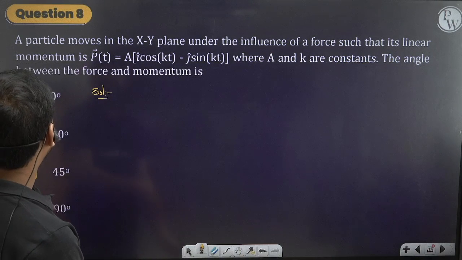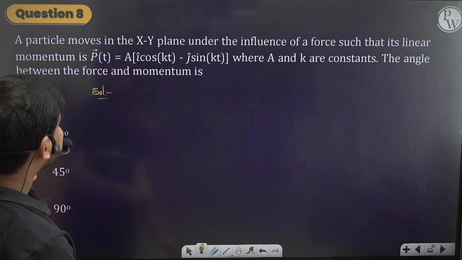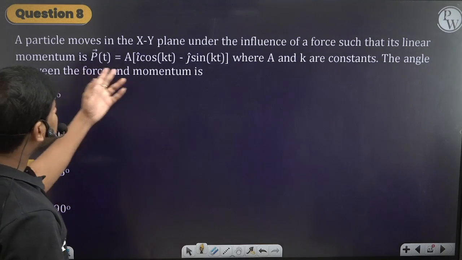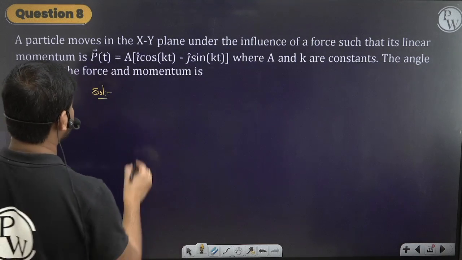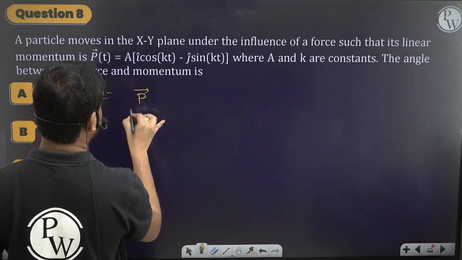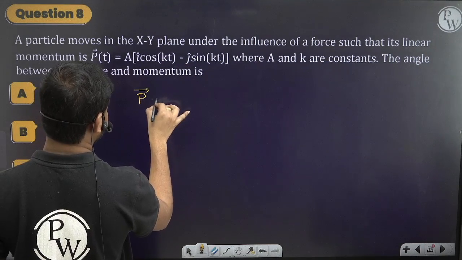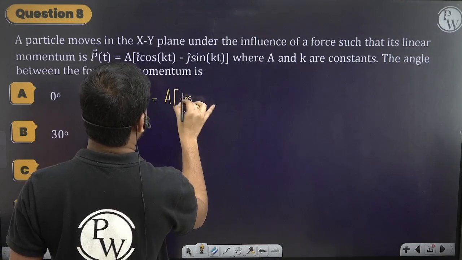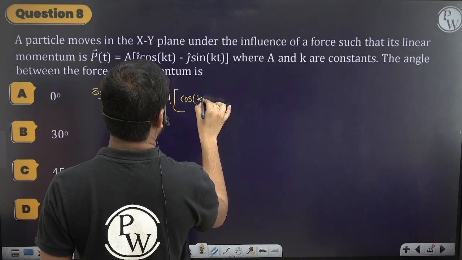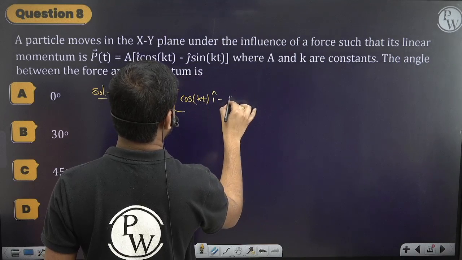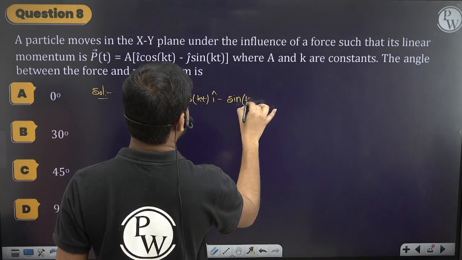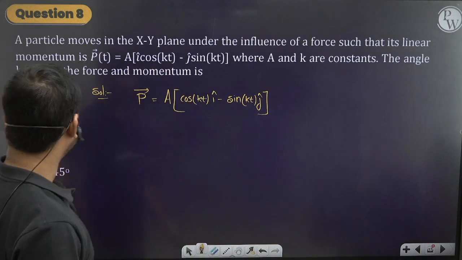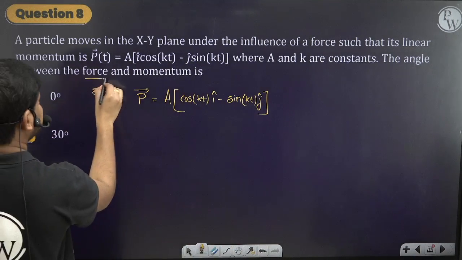Okay, so let's take one more question. Question number 8. A particle moves in the xy plane under the influence of a force such that its linear momentum is given. So the linear momentum P, which is a function of time, is given as A into cos kt i cap minus sin kt j cap, where A and k are constants.